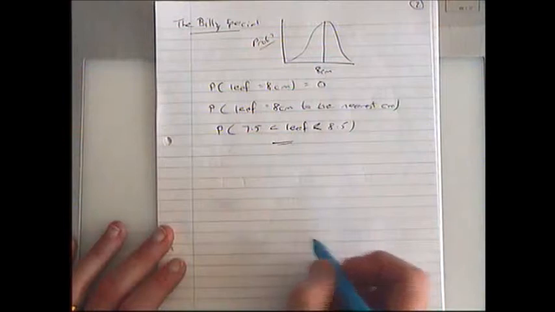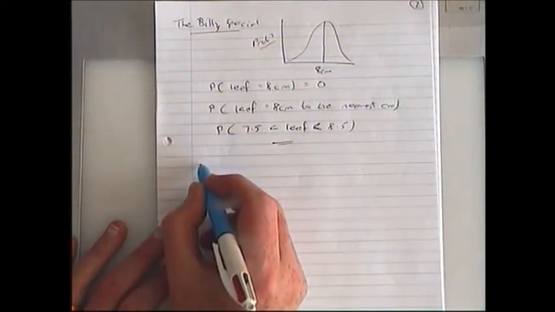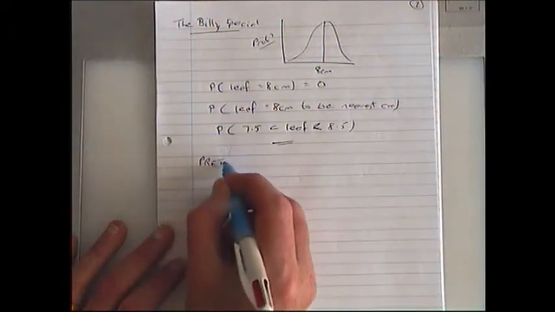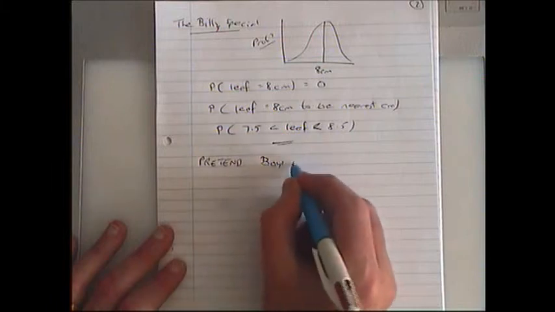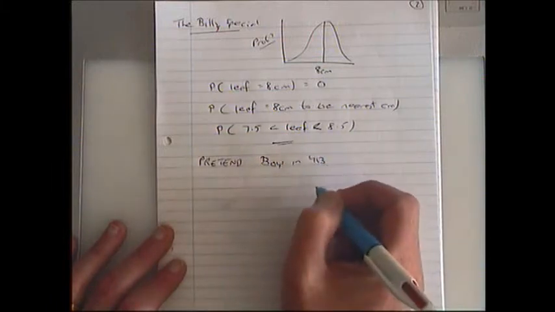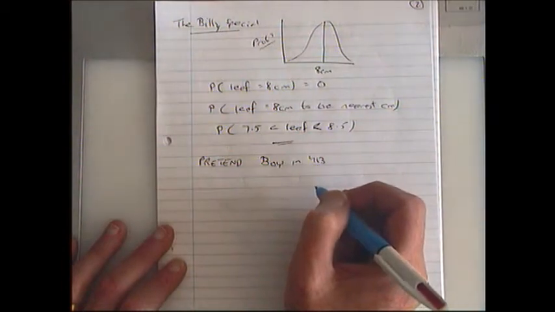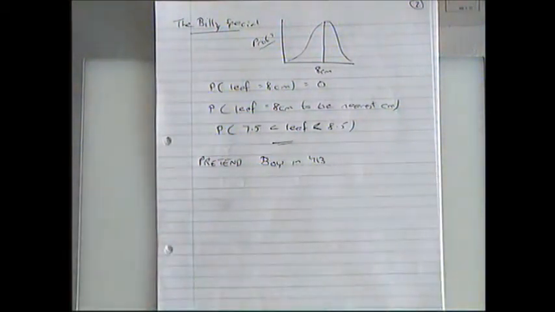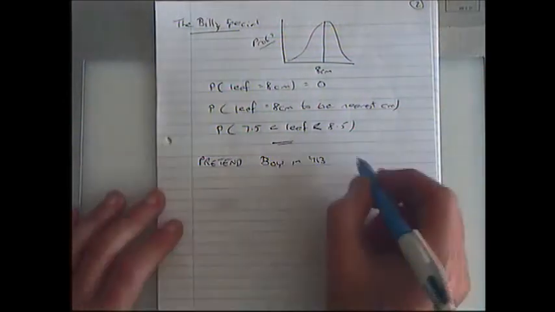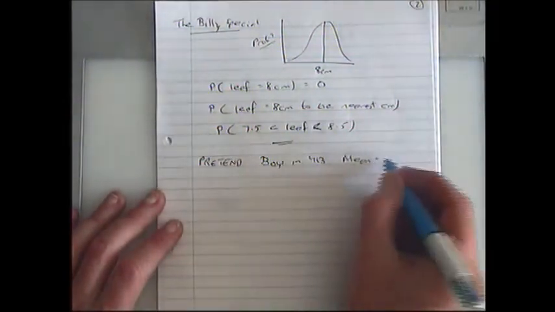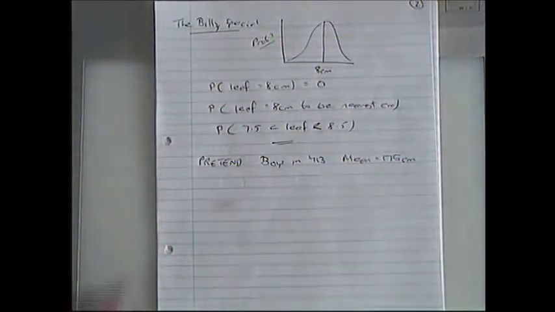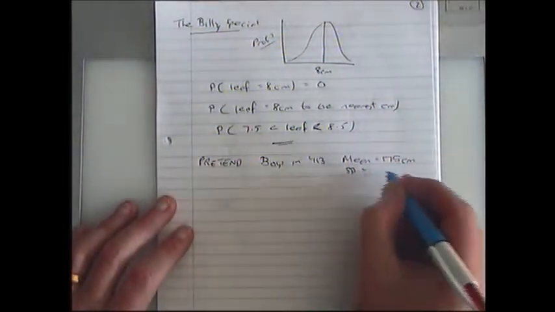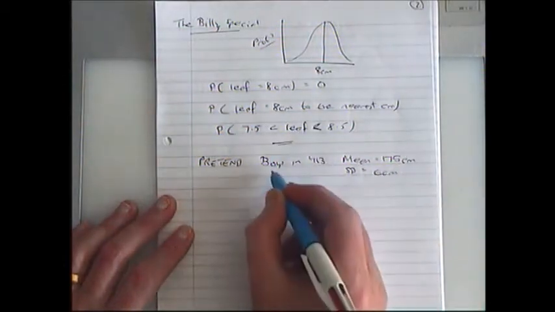Right, what we're going to do now is look at an example. We are going to pretend that we know about all the boys in year 13, that their mean height is 175 centimetres, and their standard deviation is 6 centimetres.